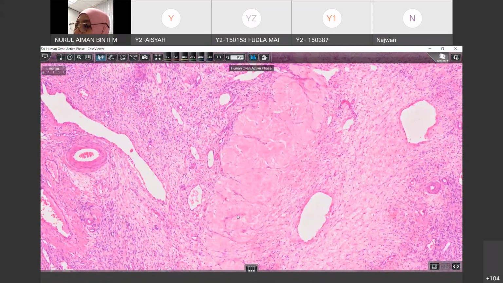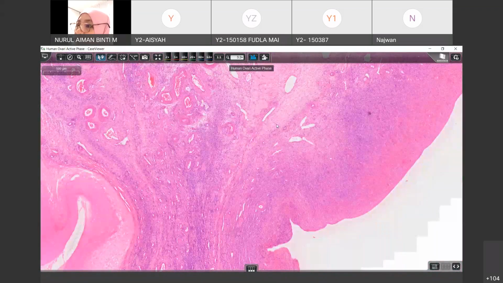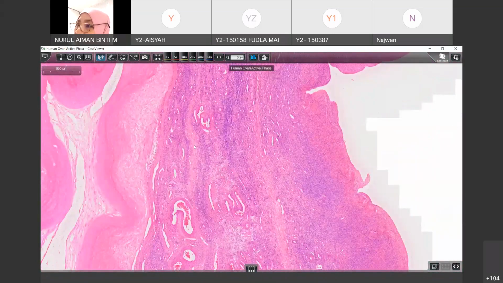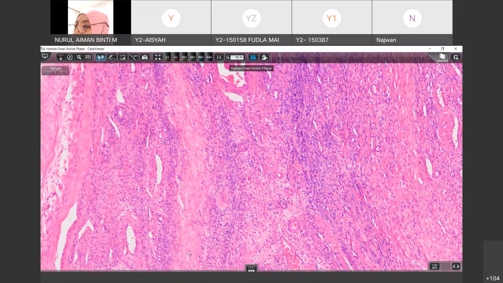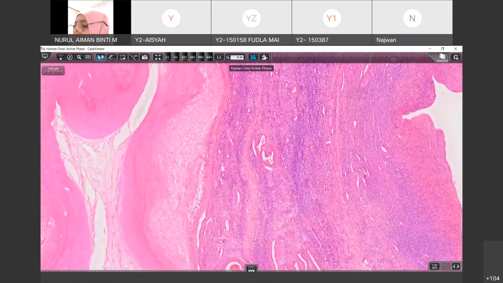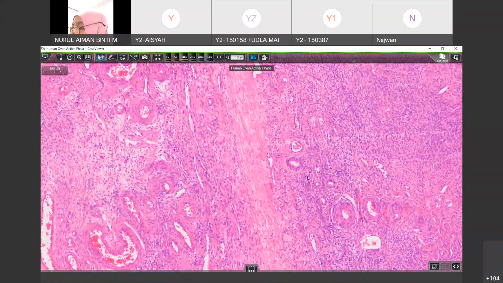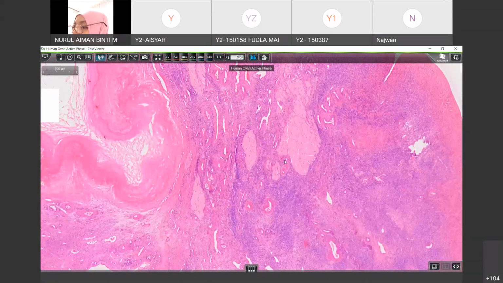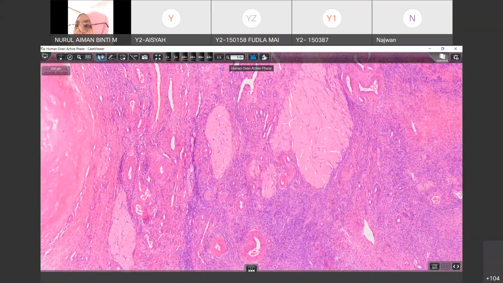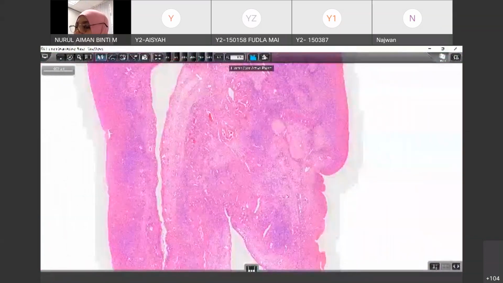Okay, so this is corpus albicans and there should be a lot in between here. This is part of the corpus albicans. It's also in the medullary region. Looks like in the medullary region. Here also. So here is corpus albicans. Forgot to show you corpus albicans, corpus albicans, again. Banyak lagi lah. Okay, a lot lah.